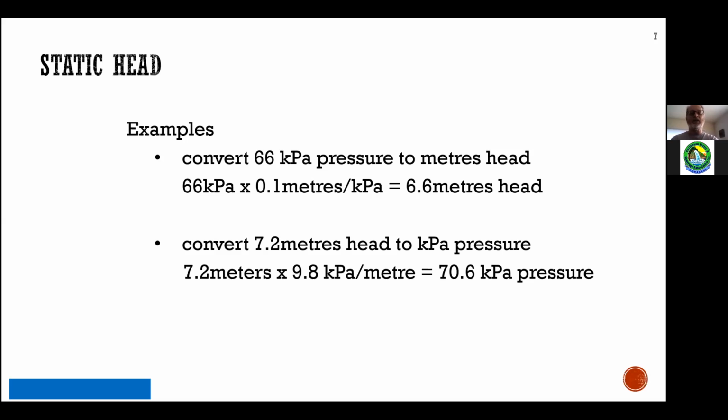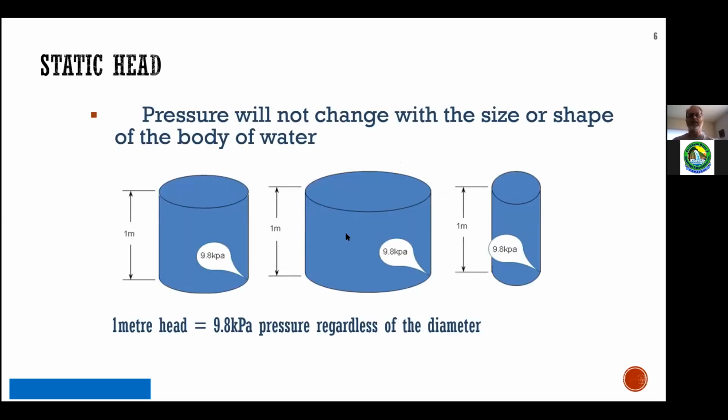So actually, let's look at the second example first. Convert 7.2 meters of head. So instead of 1 meter of elevation, we have 7.2. We know the relationship from the previous slide is 1 meter to 9.8 kPa.